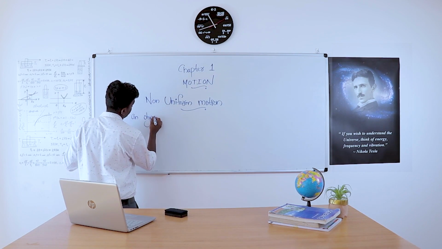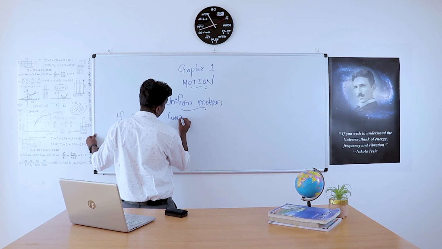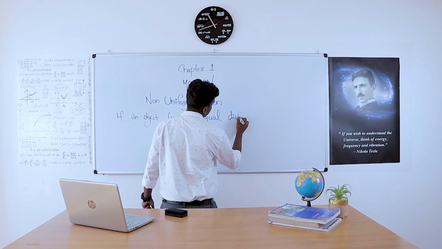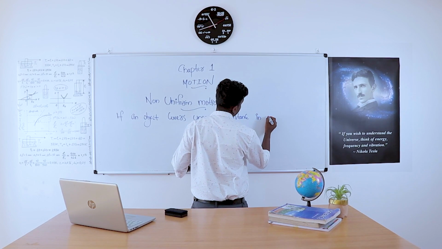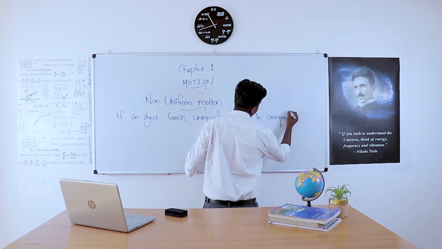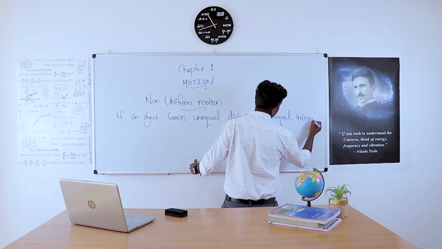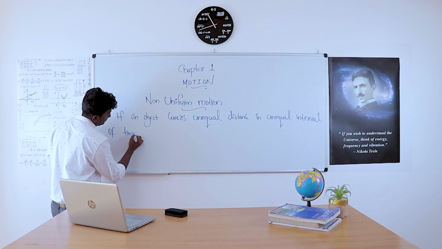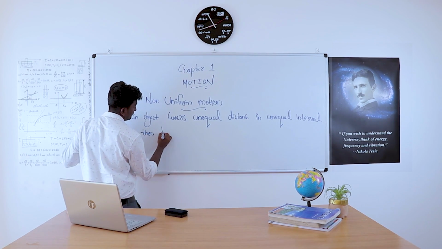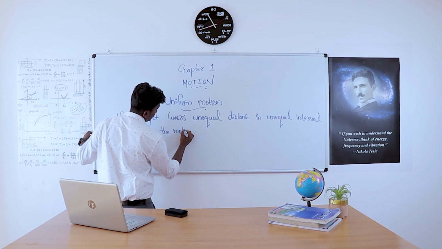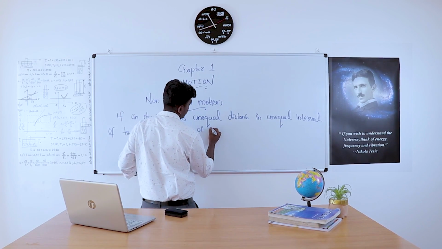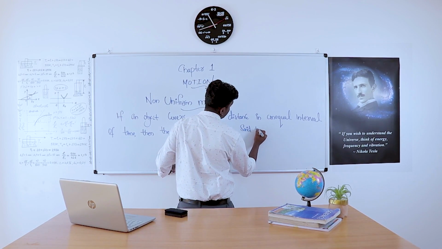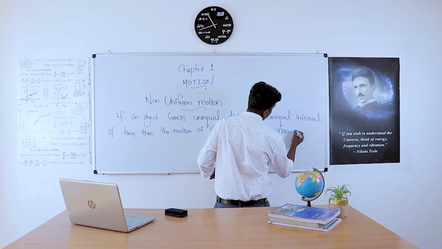If an object covers unequal distance in unequal interval of time, then the motion of the object is said to be non-uniform.